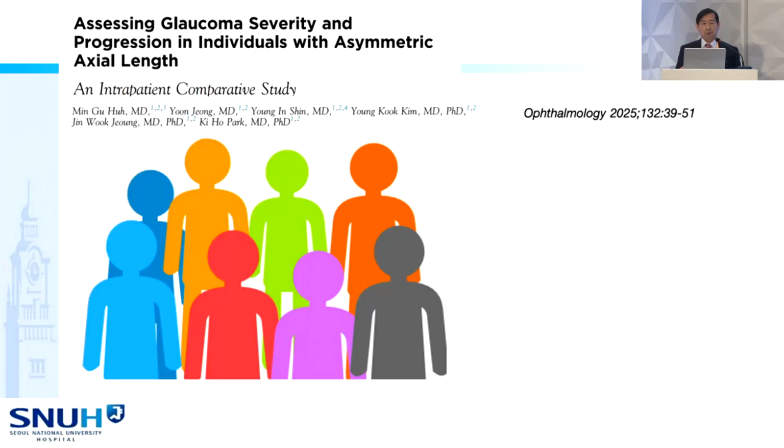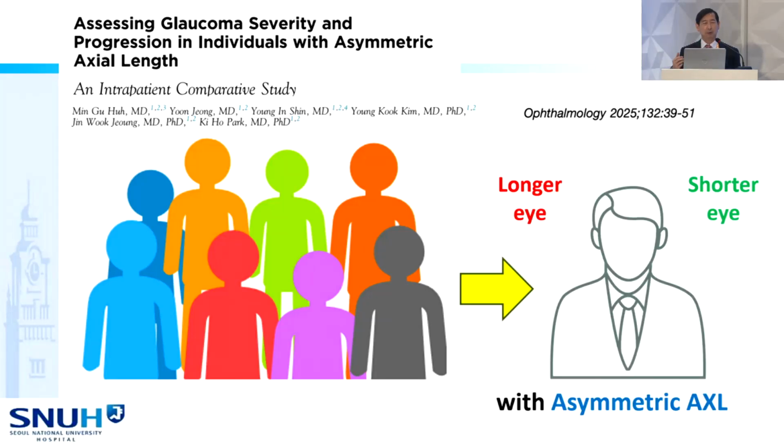Another thing is that we need to remove confounding factors like systemic factors in our body. So if we compare both eyes with asymmetric axial lengths, we can look at only the factor of axial length. We can compare the longer eye and shorter eye in one individual, and see whether the eye is more severe in glaucoma and whether the eye is faster in progression.